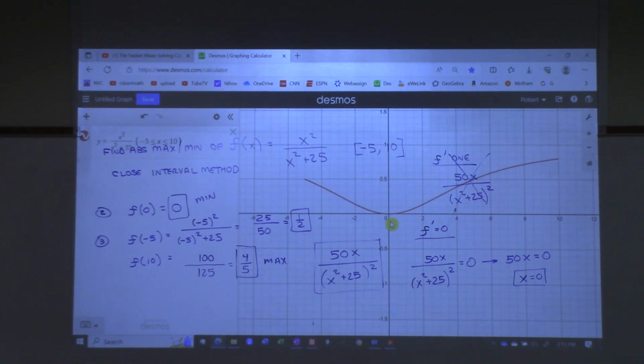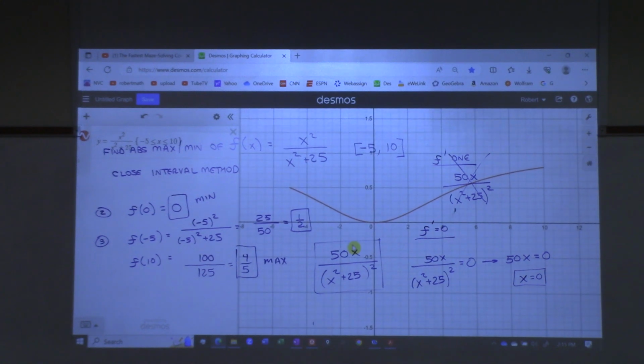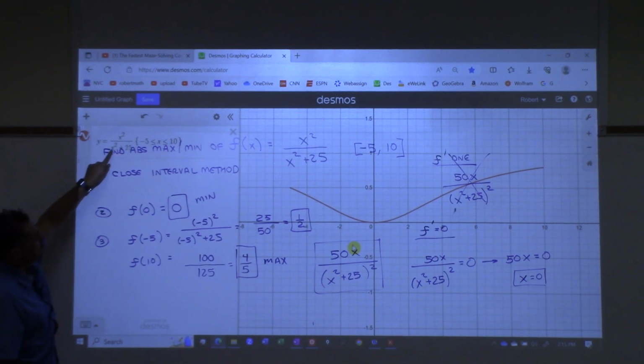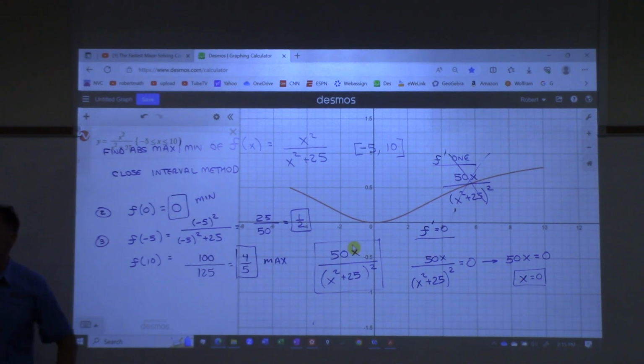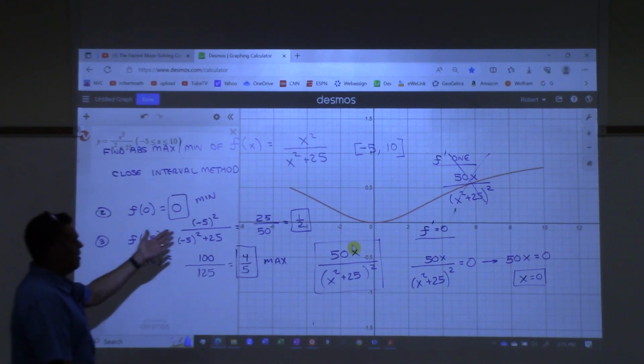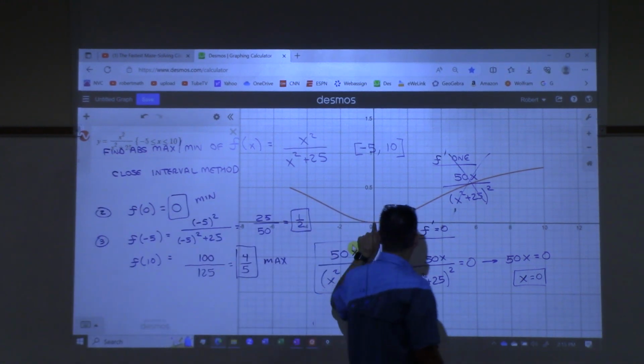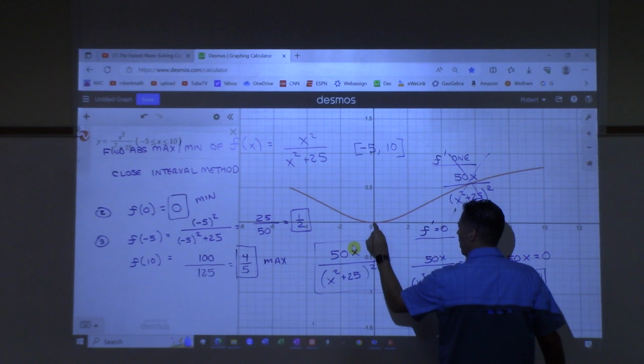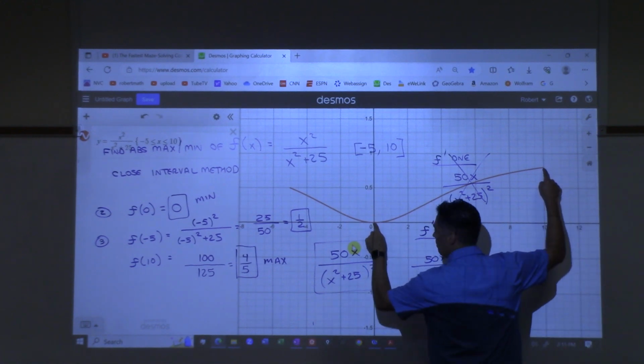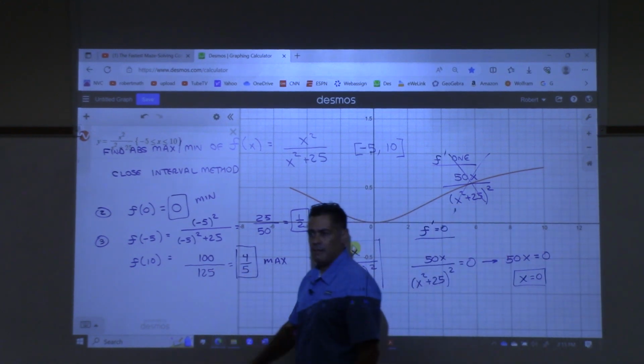The denominator is squared. Oh, no, you're thinking of the derivative. I'm graphing the original function. Yeah, got it. All right, so there's the original function, right? And we can see that at 0, you have 0 as a y value, so that's our minimum, and our maximum happens here at 10. That's exactly what we got, right?